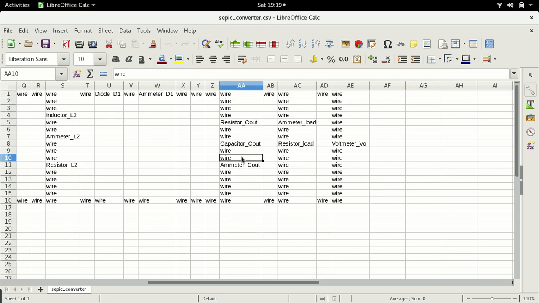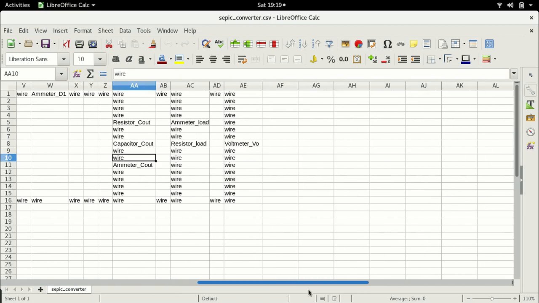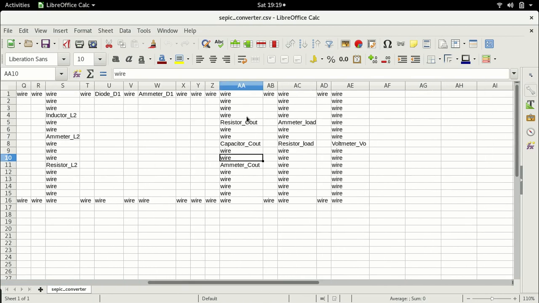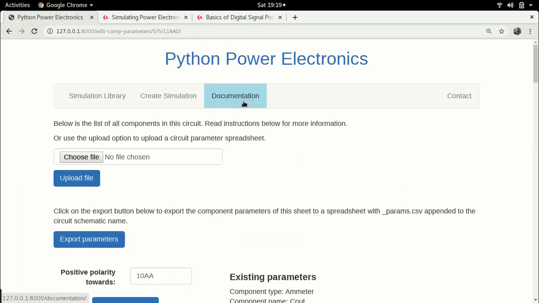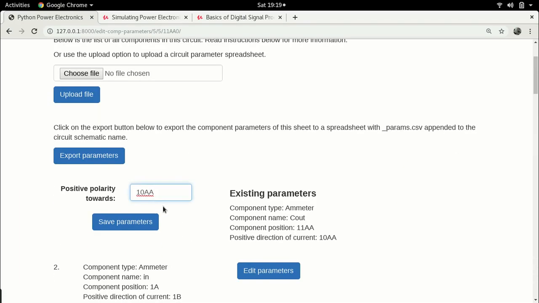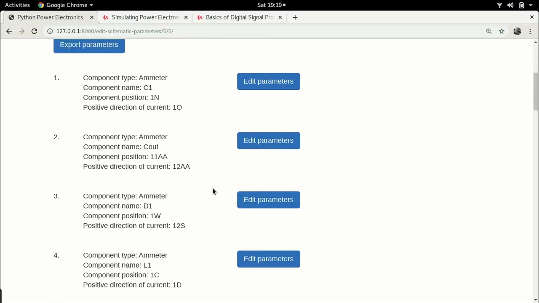In the SEPIC converter, that's not the case. The output voltage has the same polarity as that of the input voltage. So now the current through this capacitor flows downwards. This will not do. We cannot have the polarity upwards in the case of the ammeter. So let's go change that. I'm going to make this 12 AA, that is, downwards. So we're done with this.